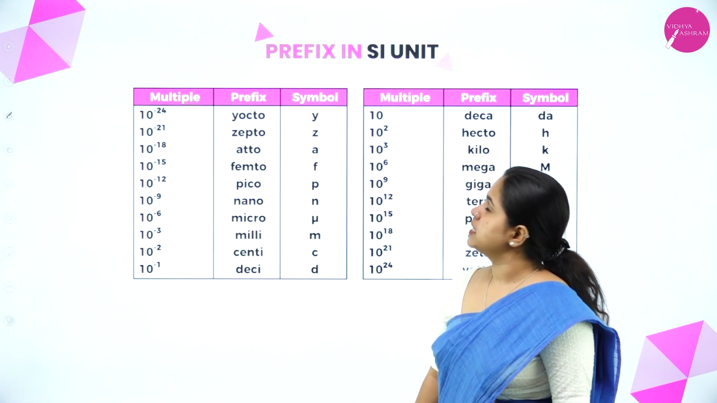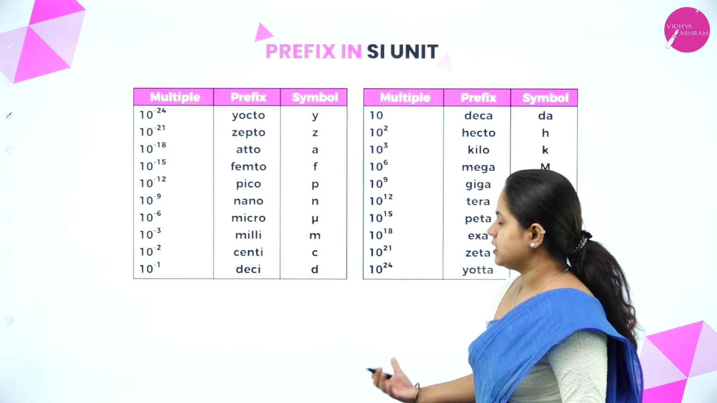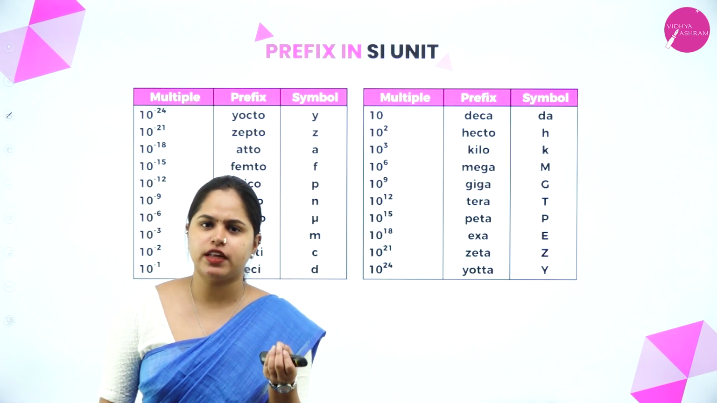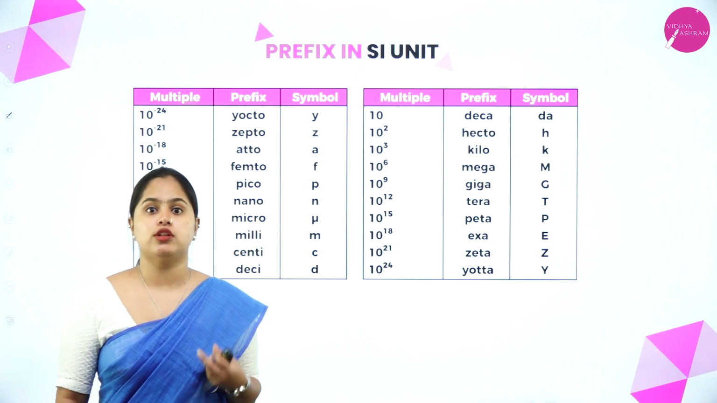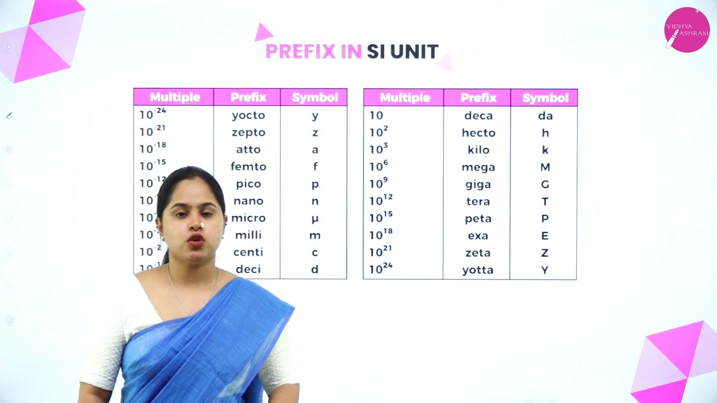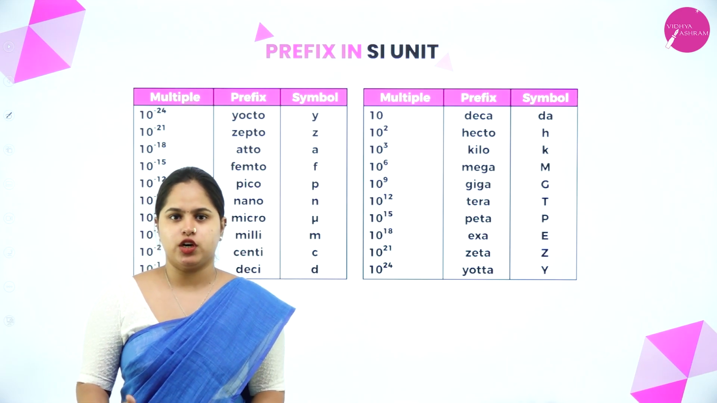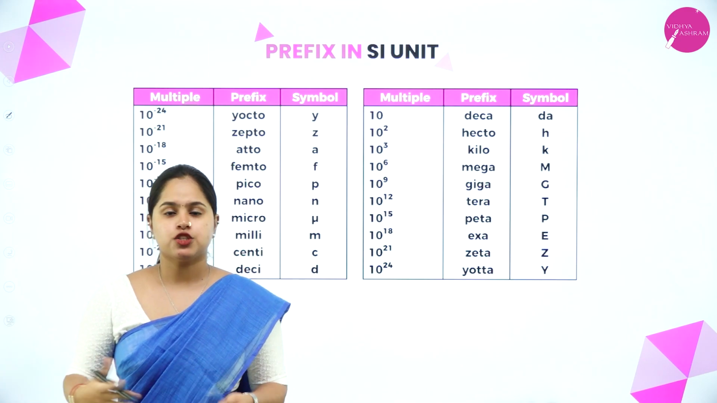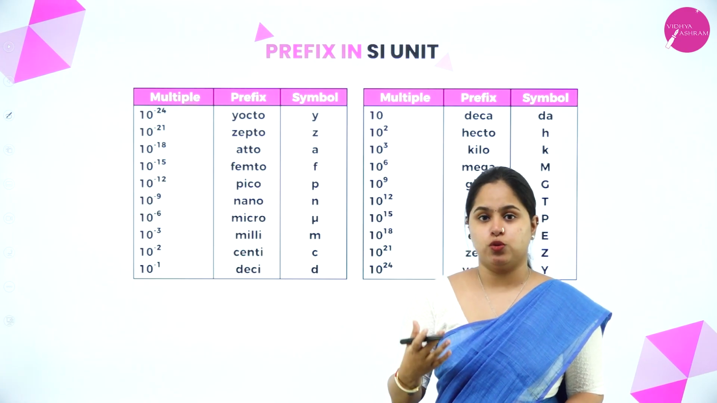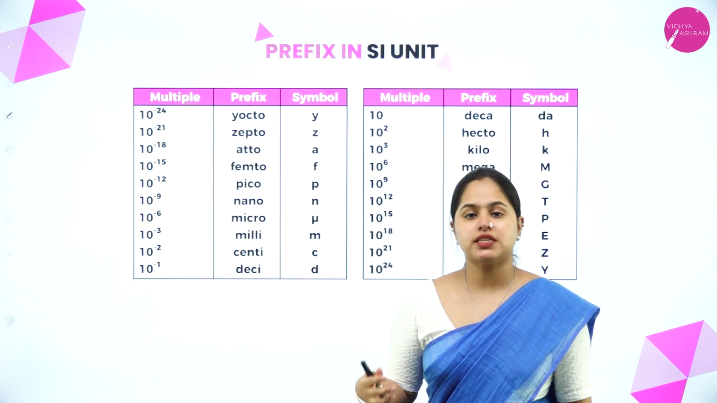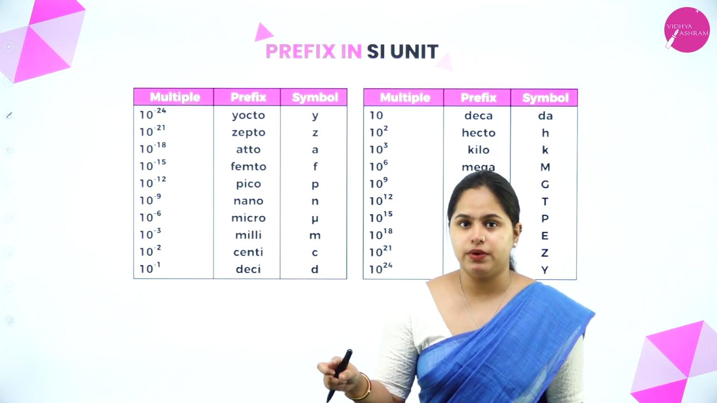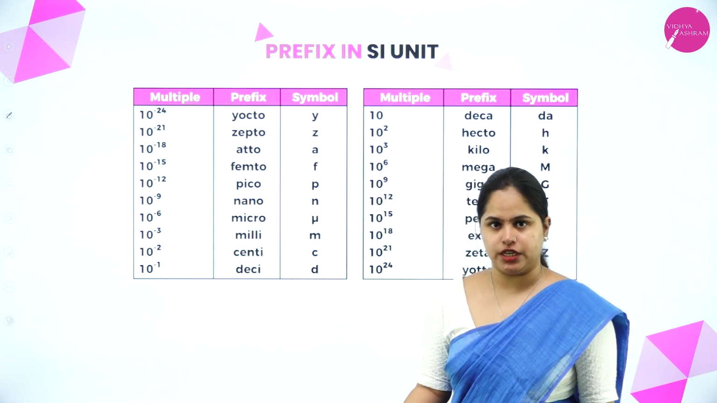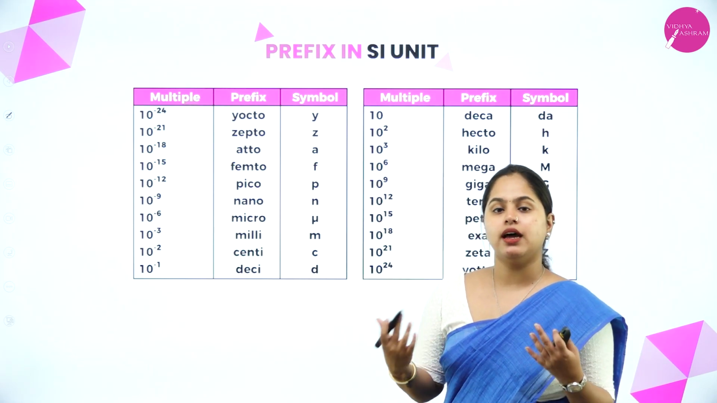Now, prefixes in SI units. So, why is this necessary? As I said, in chemistry, you will be dealing with very small quantities. Let's say 0.000001. Like this, if you are dealing with very small quantities, it is very difficult to represent them in the form of 0.000001. So, in such cases, you use prefixes. Instead of representing it as such a big number, you can write it in short form using these prefixes that are mentioned here. This is also accepted by the SI system.